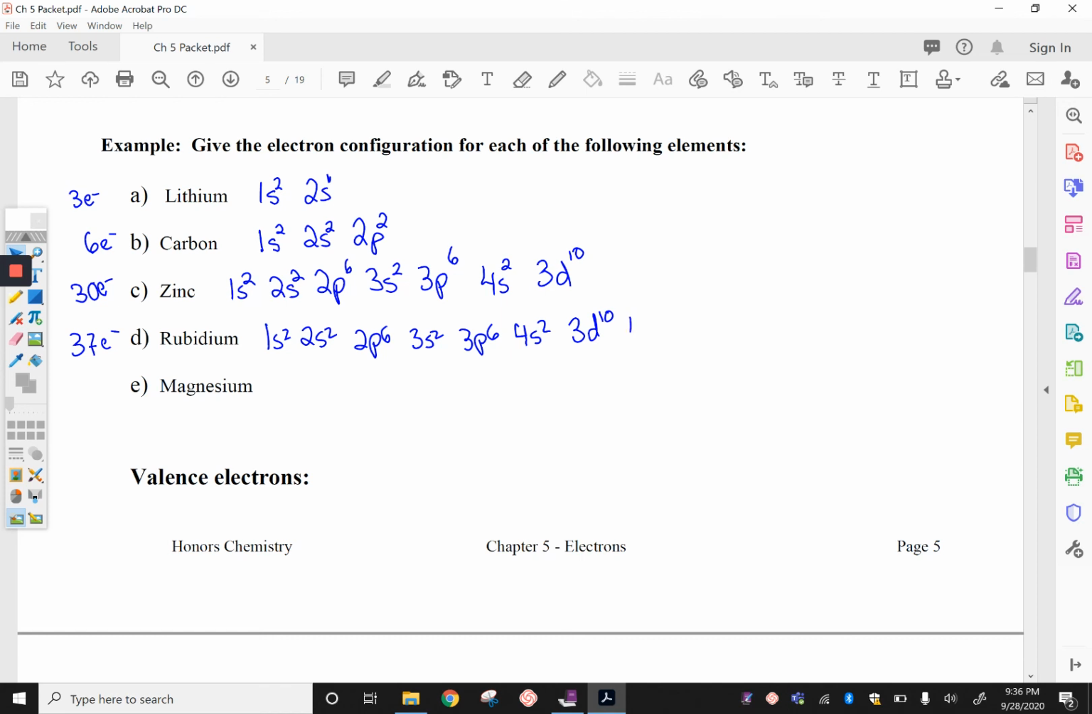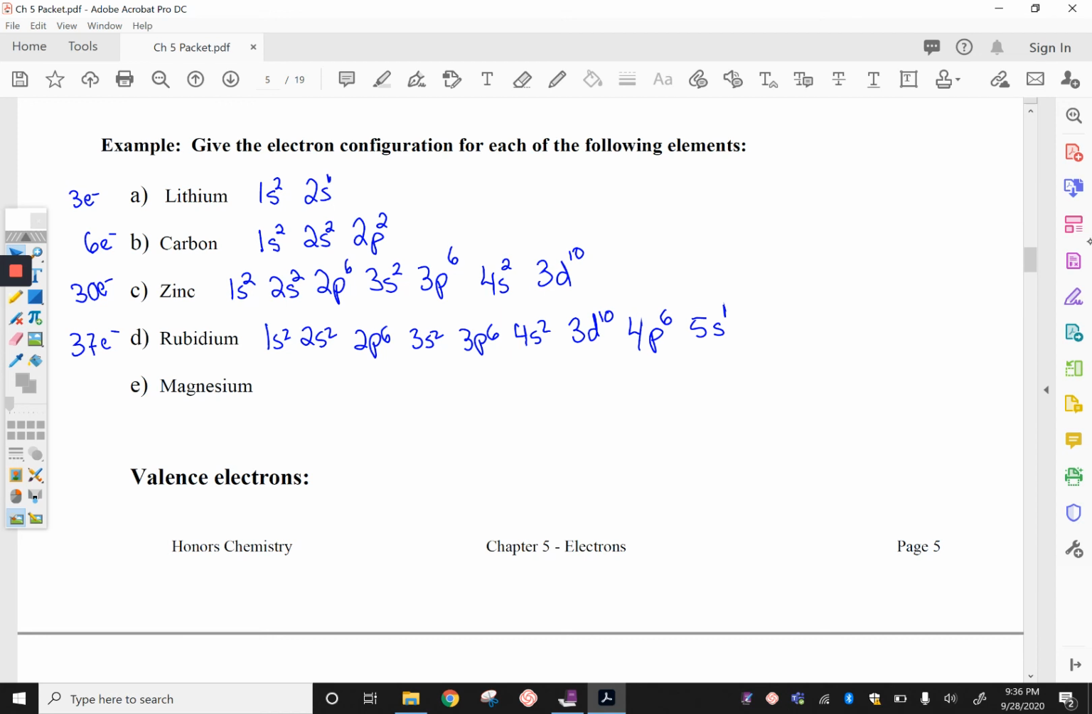Well, then 4p comes next. And how many can 4p hold? 6. We need all 6. What comes next? 5s. How many can it hold? It can hold up to 2. But how many do we need? Just 1. You add them all up, you get 37 electrons.